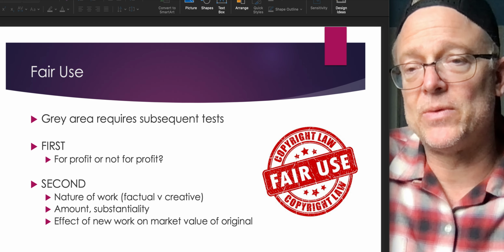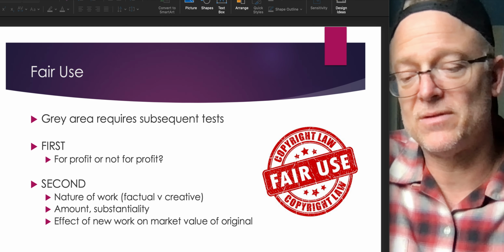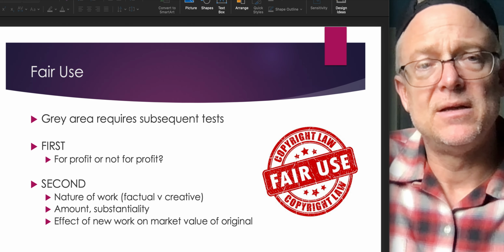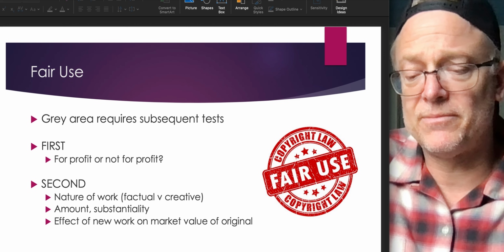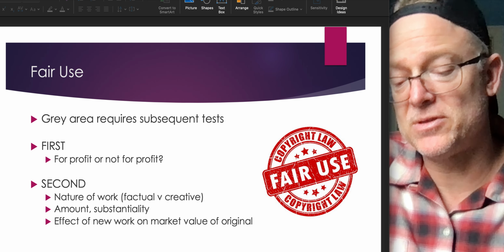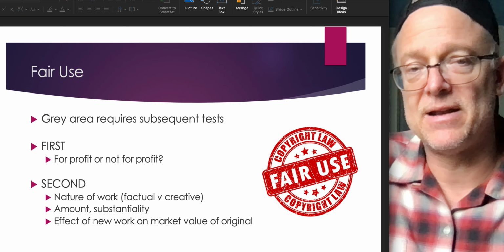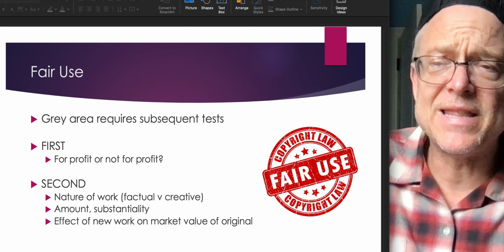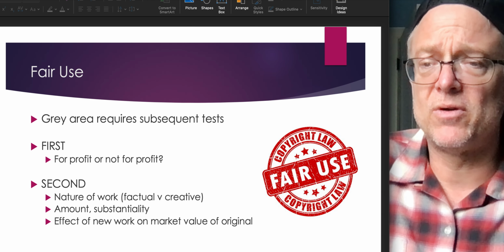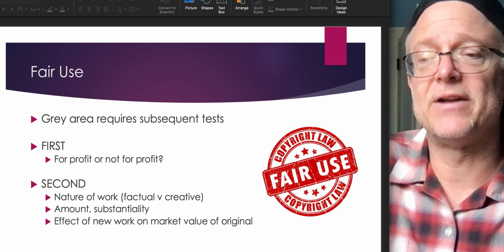And so you've got these subsequent tests, like is it for profit or not for profit, right? If your use is for an endeavor that is not profit seeking, like research or journalism, for example, or worship, although that's debatable to a certain extent, then that would be on the side of more fair than not fair. In the second case, what is the nature of the work of art, of what was borrowed? Is it more factual or more creative? The factual being more towards fair use, creative being less towards fair use.